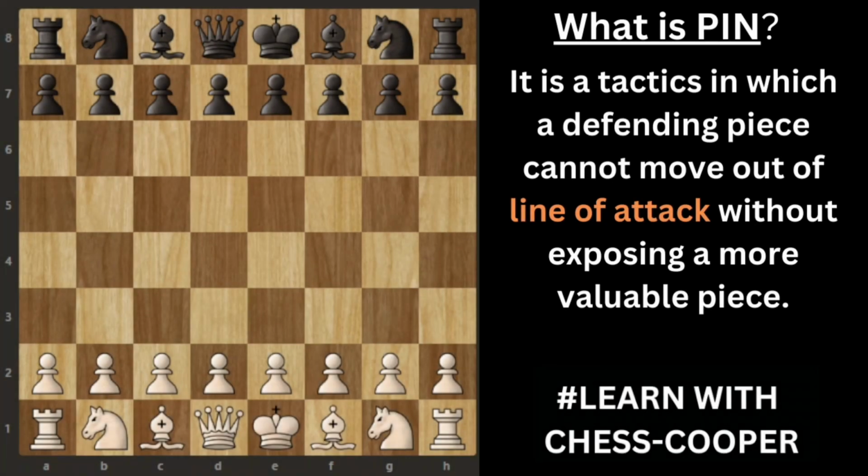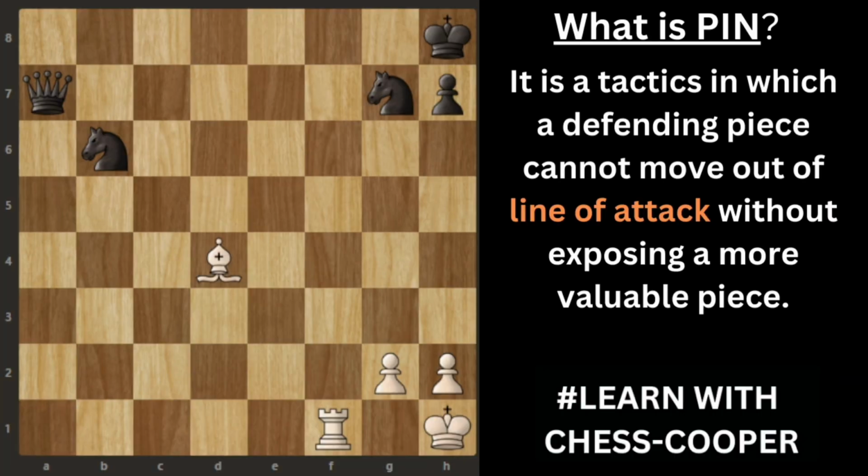Today we are about to learn what a pin is and what its uses are in real chess games. For the definition, a pin is a tactic in which a defending piece cannot move out of the line of attack without exposing a more valuable piece. So let's understand pin with an example.